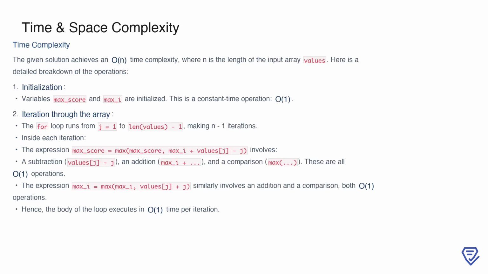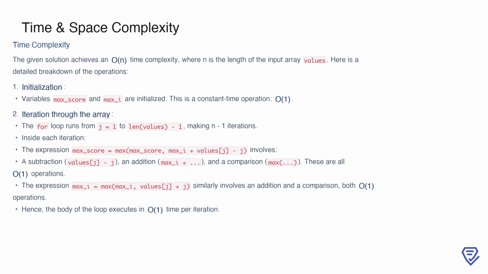To analyze the time complexity of our solution, we can break it down step by step. First, we initialize two variables, max_score and max_I. Since this operation does not depend on the size of the input array, it is constant time, or O(1). Next, we iterate through the array using a for loop that runs from index j equals 1 to len(values) - 1. This means the loop executes n - 1 times, where n is the length of the array.